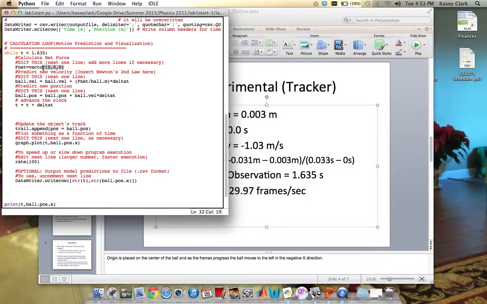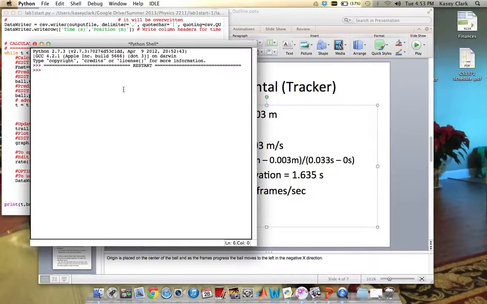And the F-net, like I said before, is equal to 0. And as you can see, the F-net is used right here in this equation to calculate the velocity. However, we know that the velocity is constant, so that means the final velocity is equal to the initial velocity, and the ball's mass doesn't actually matter when it comes to this. And this is what the model looks like when you run it.